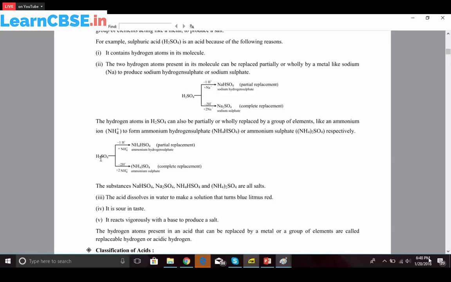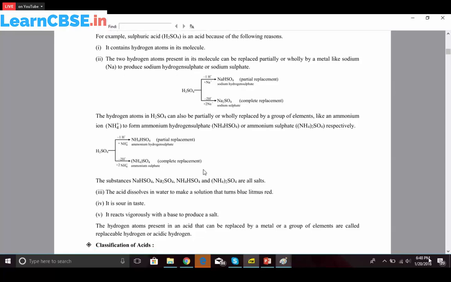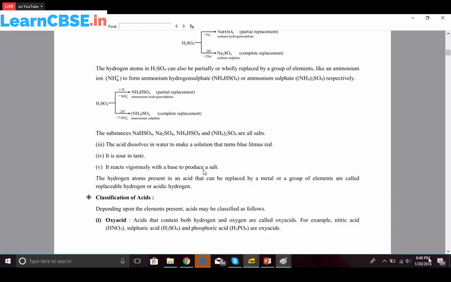Now we are replacing the two hydrogen atoms with two ammonium ions. So (NH4)2SO4, ammonium sulfate. This we call a complete replacement. Substances such as sodium hydrogen sulfate, ammonium hydrogen sulfate, and ammonium sulfate, we call salts.